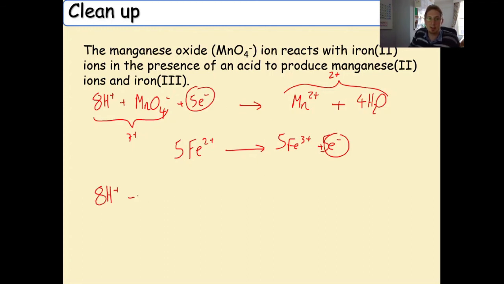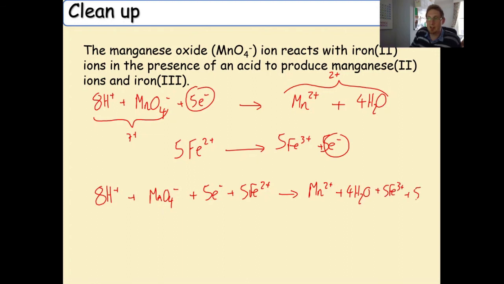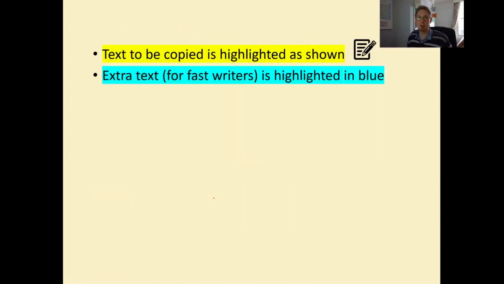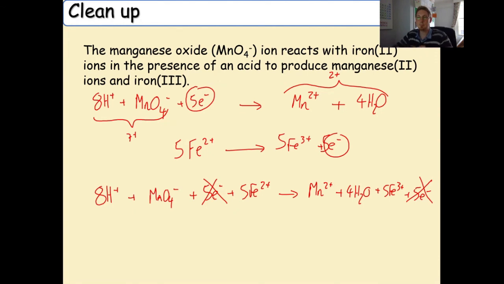8H+ plus MnO4- plus 5 electrons plus 5 Fe2+ going to Mn2+ plus 4 H2O plus 5 Fe3+ plus 5 electrons, and of course we can cancel out the electrons to give our final ionic equation.